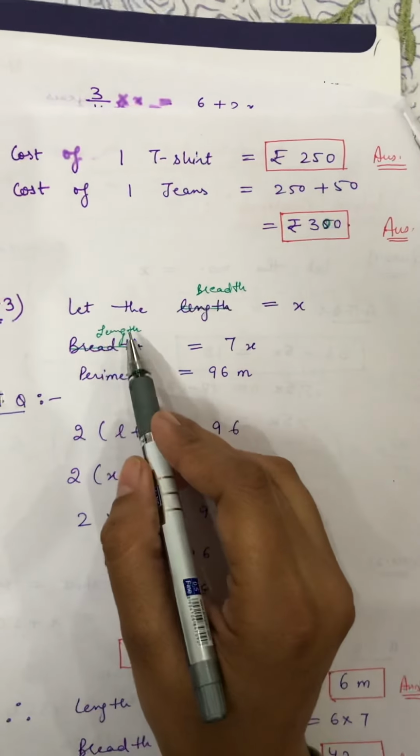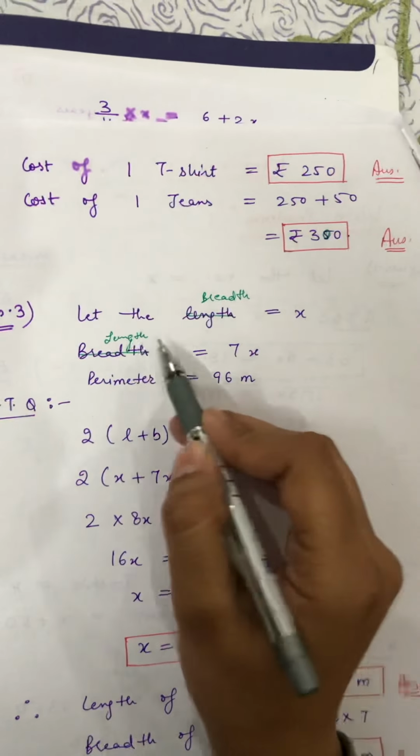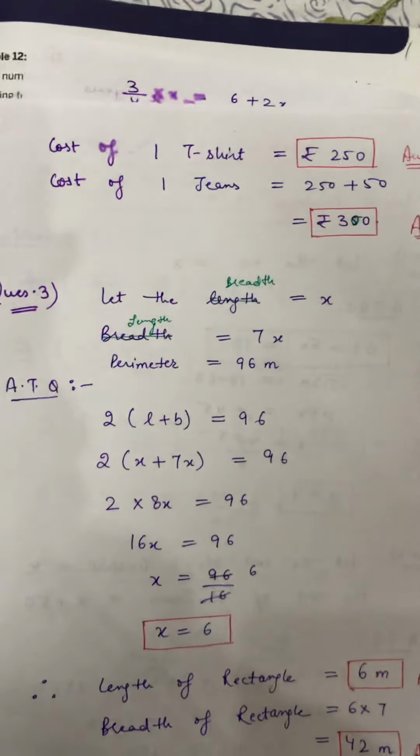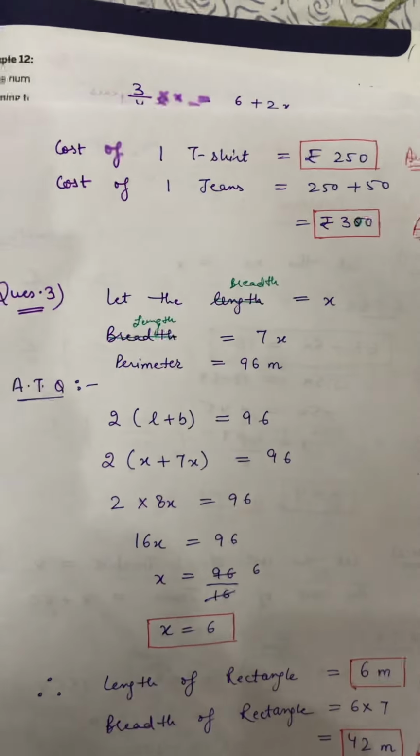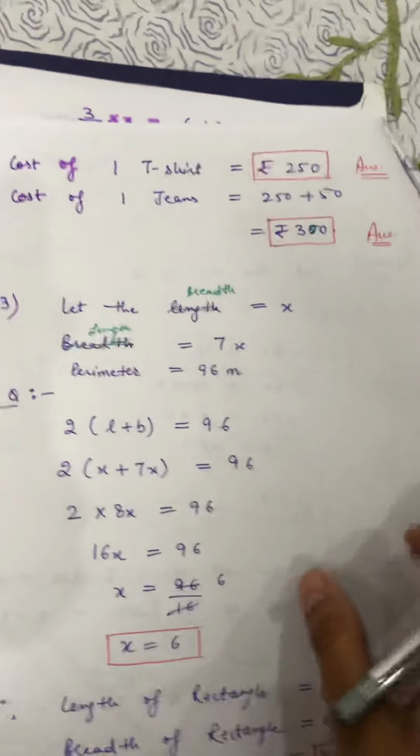They are saying that length is 7 times of breadth. So let's suppose breadth is X and length will be 7 into X. Now perimeter is given 96 meter. Now first of all, you have to tell me what is the perimeter of a rectangle.